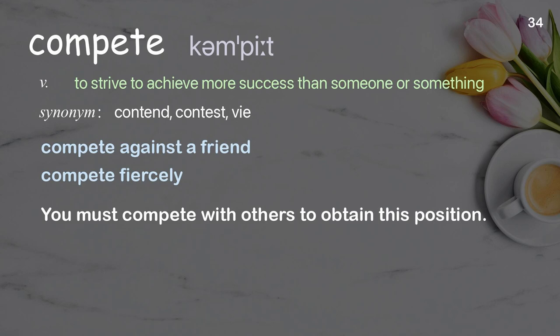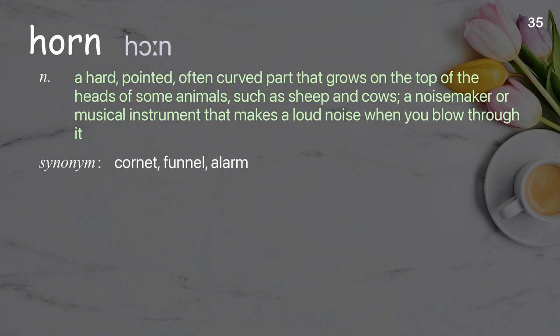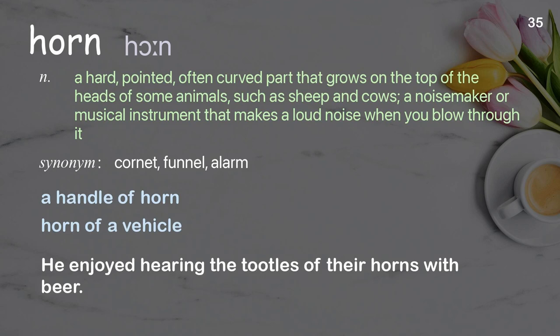Horn. A hard, pointed, often curved part that grows on the top of the heads of some animals, such as sheep and cows; a noisemaker or musical instrument that makes a loud noise when you blow through it. Examples: a handle of horn. Horn of a vehicle. He enjoyed hearing the tootles of their horns with beer.